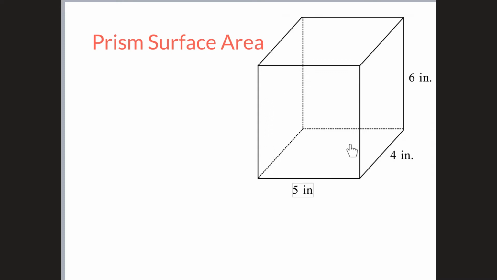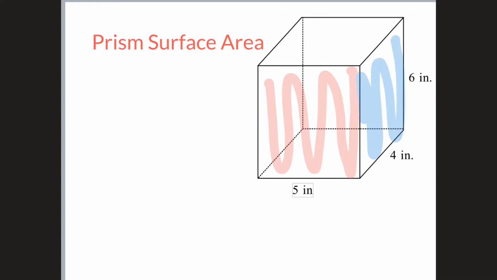There's the front here. In fact, I'll do this. The front would be this right here. So the area of the front and the back, the area of the right side and the left side, and then the area of the top and the bottom. And you add them all up.